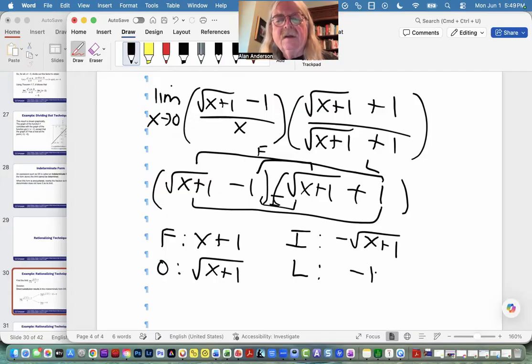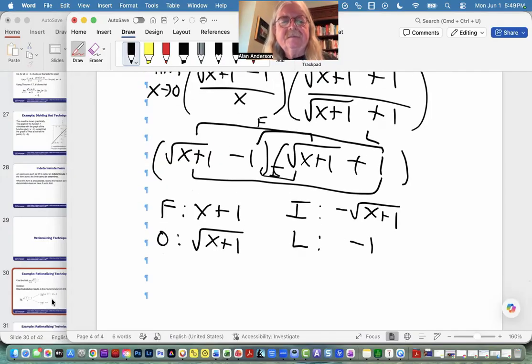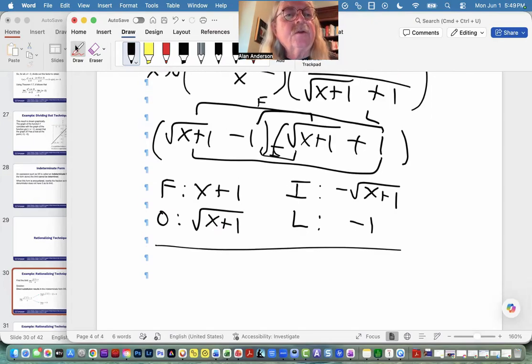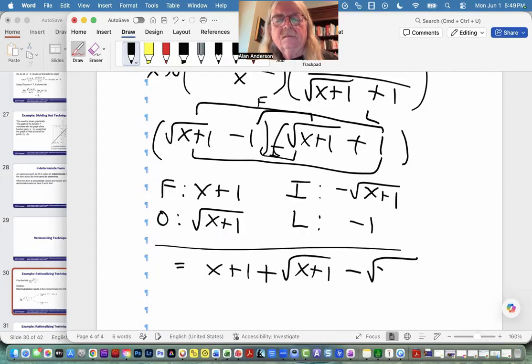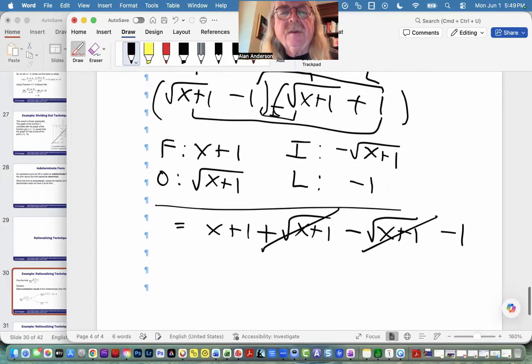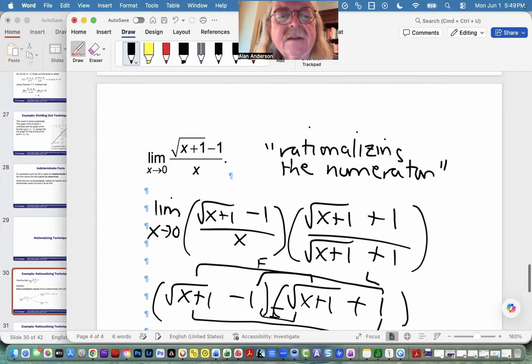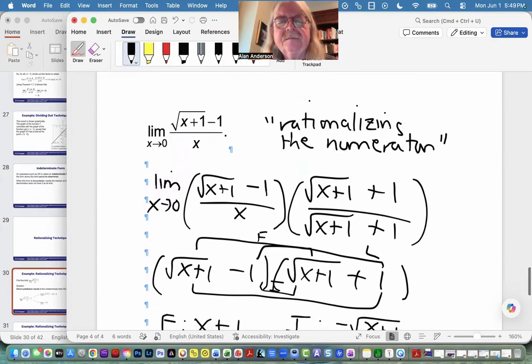is these two, -1. So look what ends up happening. The two terms in the middle will drop out. So we end up ultimately with x plus 1 minus 1 equals x. Great. So our numerator becomes x. What about the denominator?